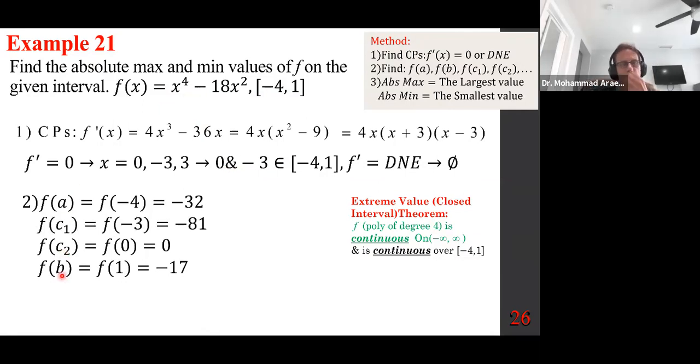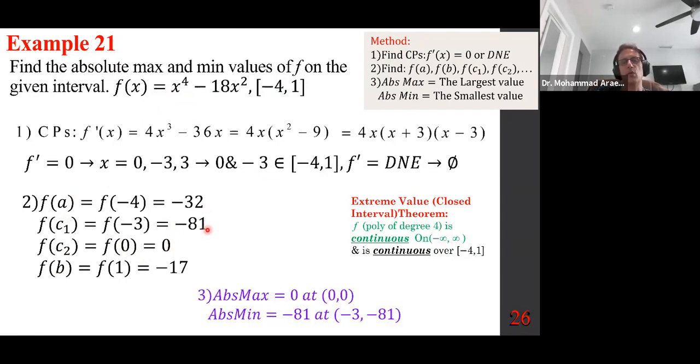We end up with the following. Largest number is 0, so absolute maximum equals 0 at this pair. Smallest is negative 81. Absolute minimum is negative 81 at that pair. You want to pay attention to the way the question is asked. Many times they just ask you for the absolute max and min. I just wanted to be clear that this is the absolute max, the y coordinate, and this is the location.